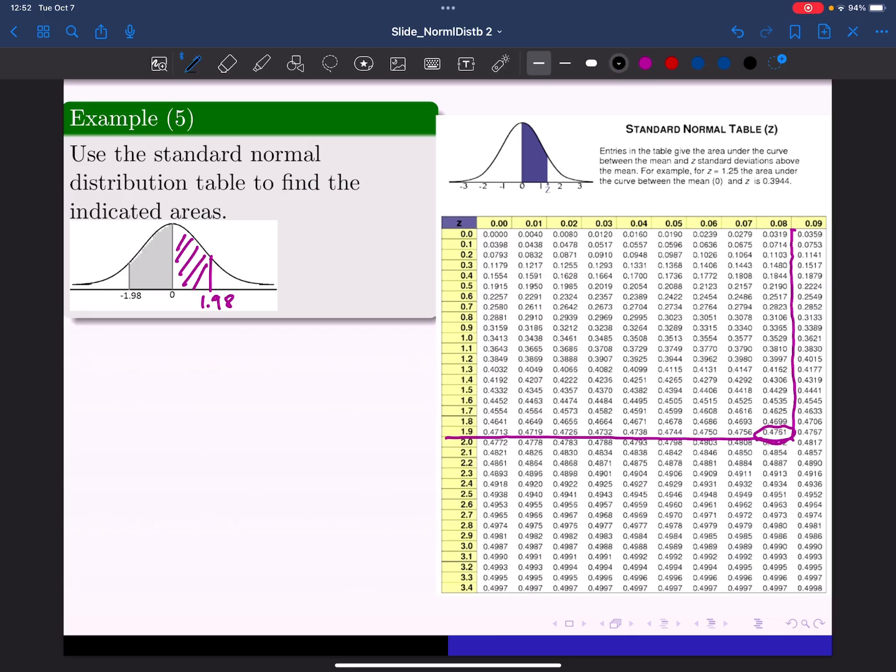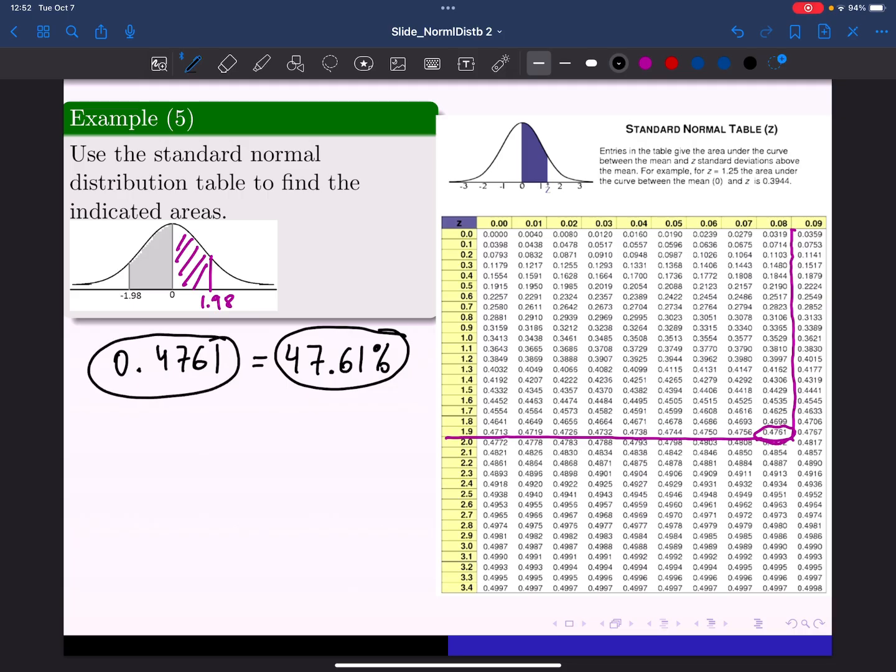So my area is 0.4761. We can also write this as a percentage, that this is 47.61%. This is the area underneath, and that's how we find those values.